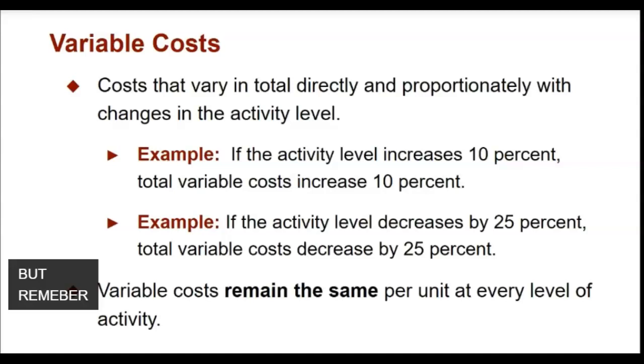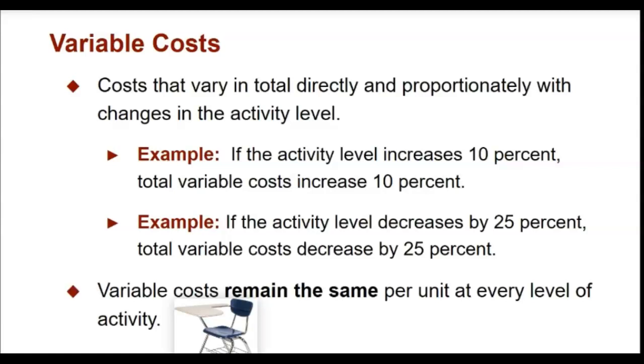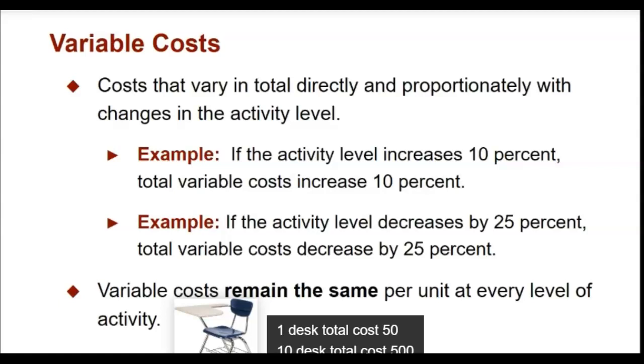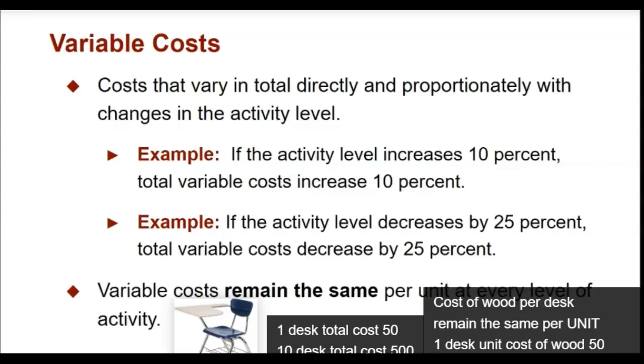Let's take the production of my desk again. Let's just take wood. I know directly it's a direct cost, and it's 50. If I produce one desk, the total cost for wood is 50. If I produce two desks, the total cost for wood is 100. If I produce 10 desks, the total cost of wood would be 500. So you see, it is a variable cost because it changes in total, in direct proportion to changes in the level of activity. But it remains 50 on a unit basis.